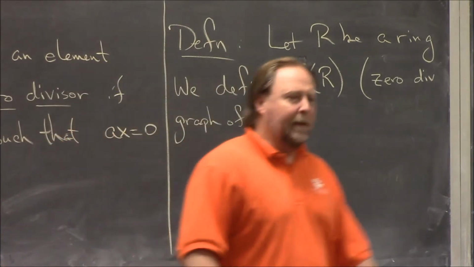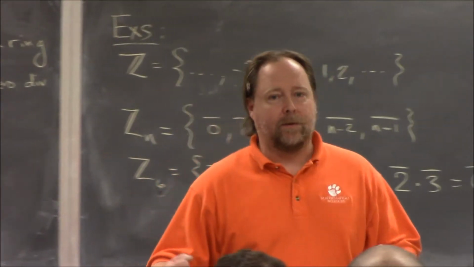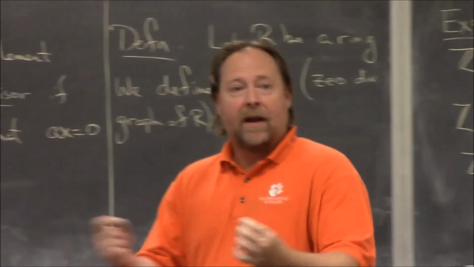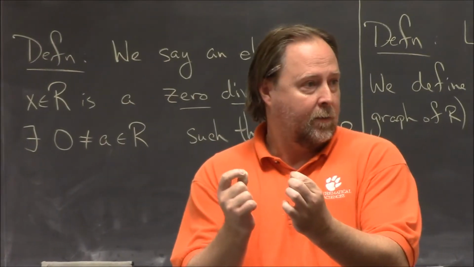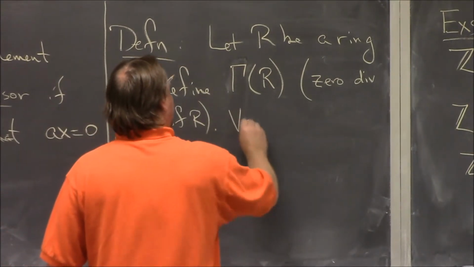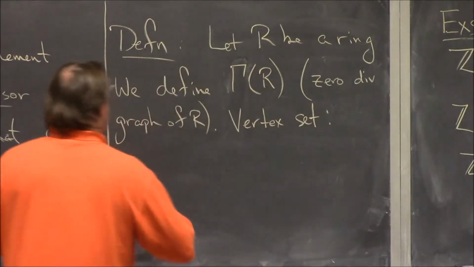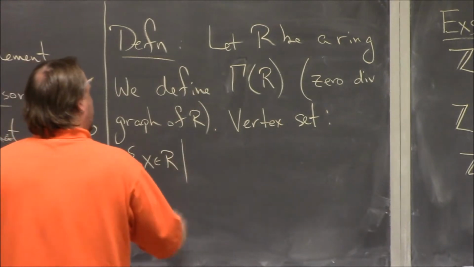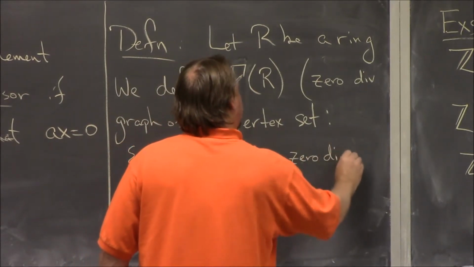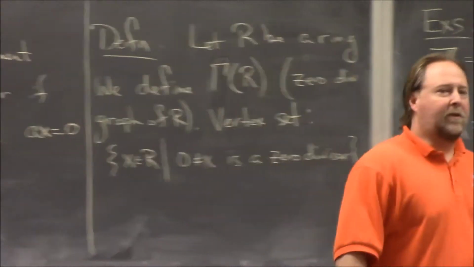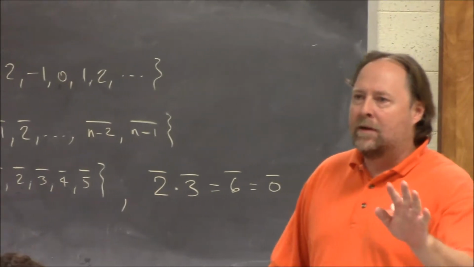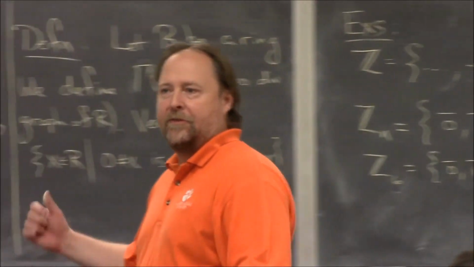By the way, can anybody tell me, if I'm going to define a graph, what do I need to do? I've got to tell you what the vertices are, the points, and then I've got to tell you which ones are connected by an edge. So I've got to define the vertex set and the edge set. I am going to let the vertex set be the set of x in R such that x is a zero divisor that is not zero. I'll make clear in a moment why I don't want zero in this set of vertices.